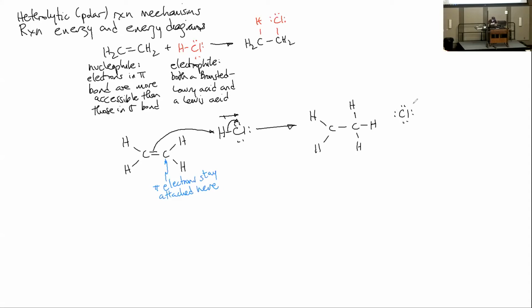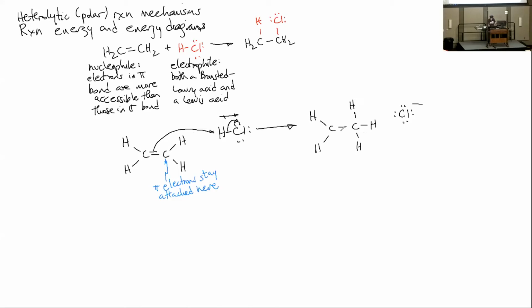And I'm not going to draw everything all at once, but there's our chloride ion. The extra electron pair had been in the hydrogen-chlorine bond. And this carbon now has 3 hydrogens attached. 2 of them were there to begin with. 1 of them just got added. So I think you'll see this is balanced for mass. And there's one thing I'm missing.